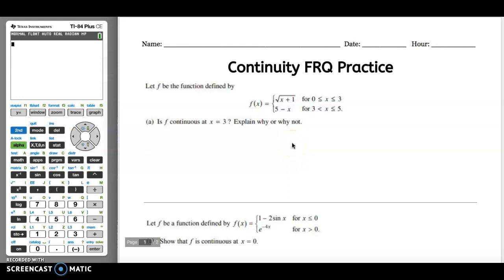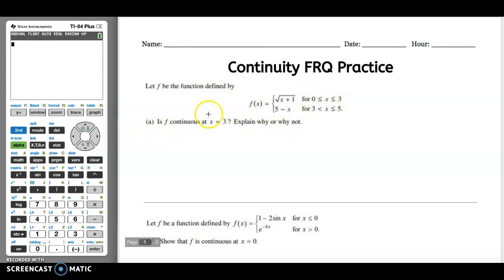Hey guys, I thought we'd go through a couple of continuity FRQs and adjust the notation you should be using, as well as the detail you should be putting in. So we're going to go through, I'm going to do three parts. So like this would normally be just part A of an FRQ.